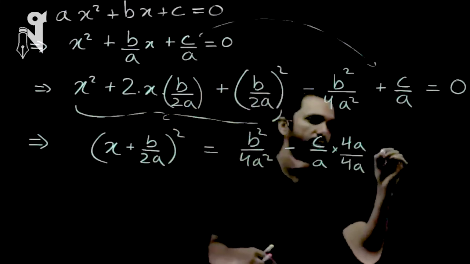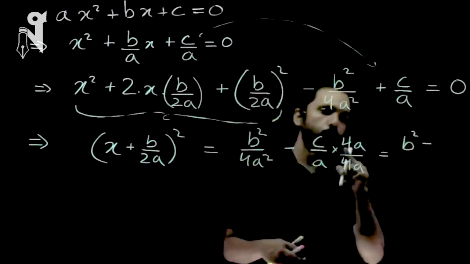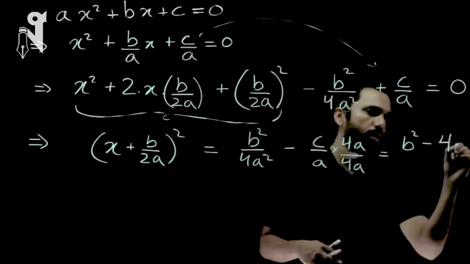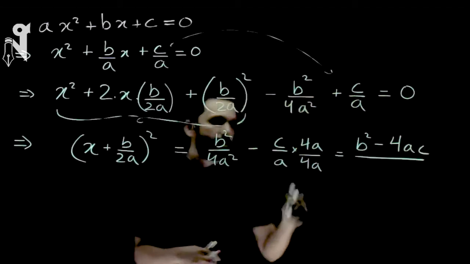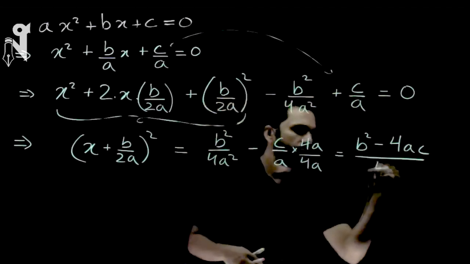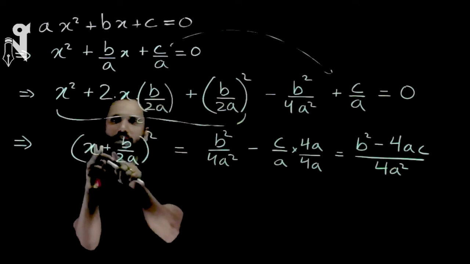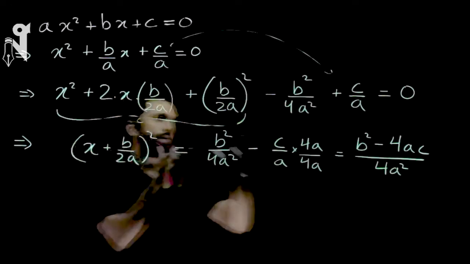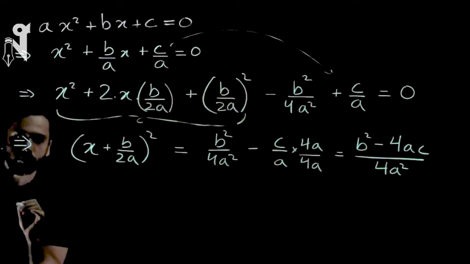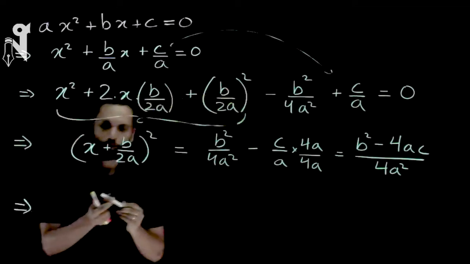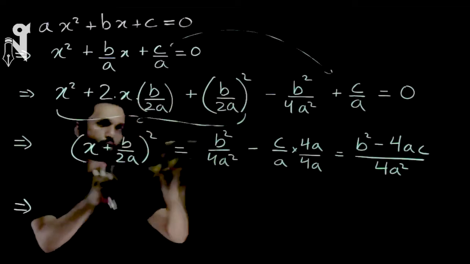So I can write this part as b square minus 4ac, divided by 4a square, which is the new LCM. So x plus b by 2a the whole square is a number over here. What used to be our next line of solution? It was simply square rooting both sides.